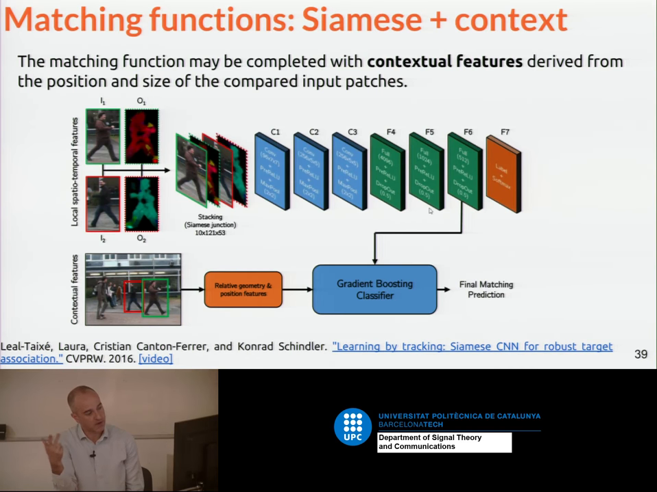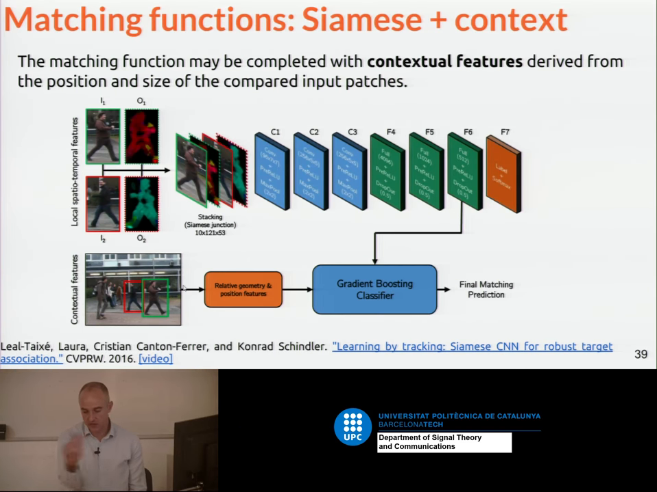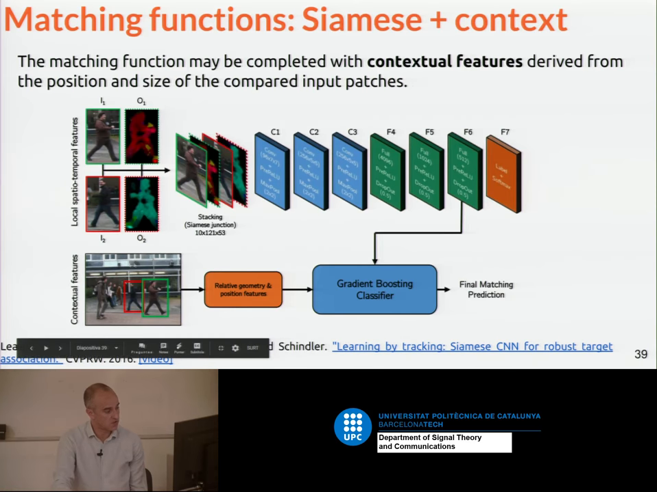In this work, apart from doing this match or not, which is in this tower, they also have another contextual feature that gives information about the relative position or context for each of the bounding boxes. Because otherwise, if you do the crops on the objects, you miss what's around.